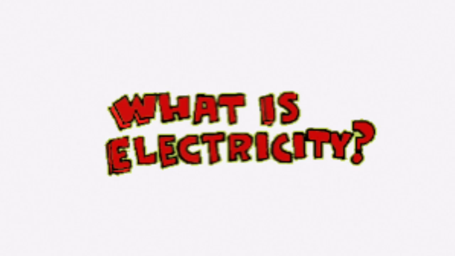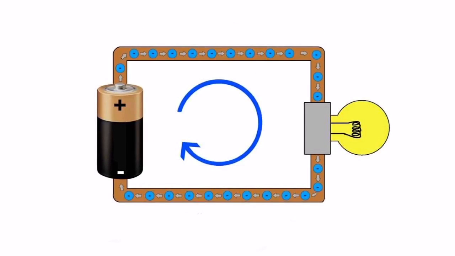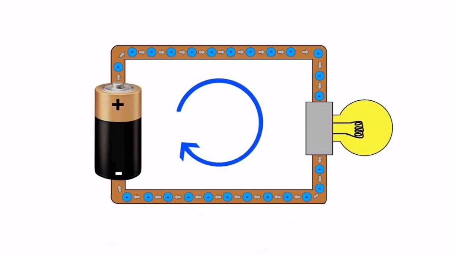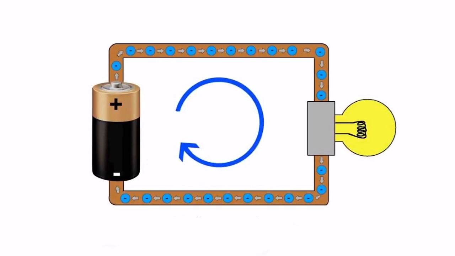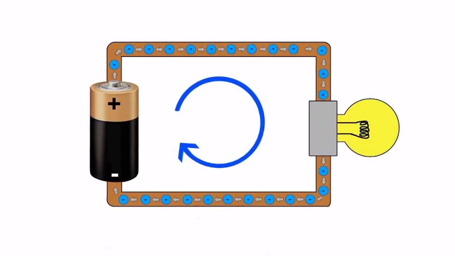So first, let's talk about what electricity is. To keep it simple, electricity is the movement of charged electronic particles called electrons. In this photo, they're the blue circles.